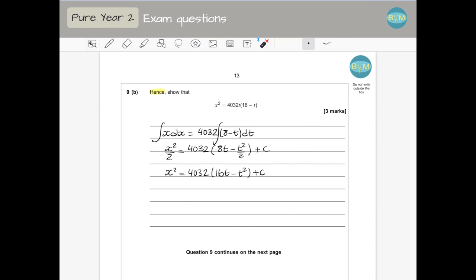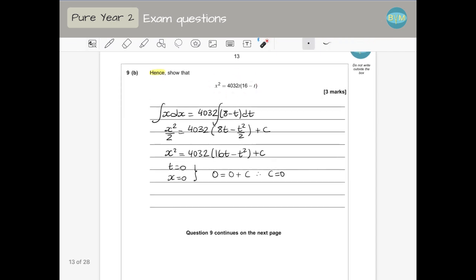They don't tell me anything in particular to find c, but I know when the stall is closed, so when t is 0, sales are 0. So I can say that when t is 0, x is 0. And that means that when t is 0, all this is 0, all this is 0, and x is 0, so c has to be 0. So I have 0 equals 0 plus c, therefore c is 0. And I just have this expression here without the c. So x squared is 4032 times 16t minus t squared.